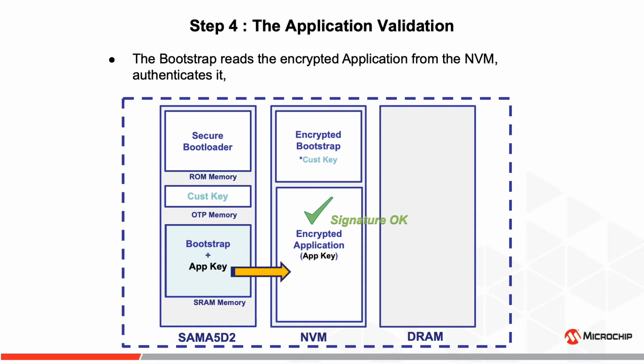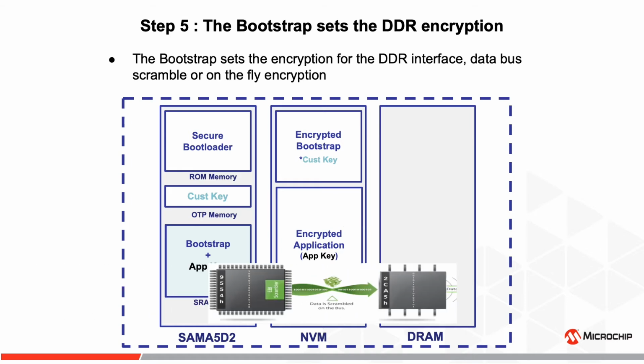Before decrypting the application into the DRAM, we recommend using one or both of the following security aspects of the Microchip MPU device. The first one, which is available on all our devices, is a data bus scrambling process, which scrambles the data bus on the fly. The second would be to encrypt the DRAM interface using a key either generated from the true random number generator or using the customer key from the OTP memory.